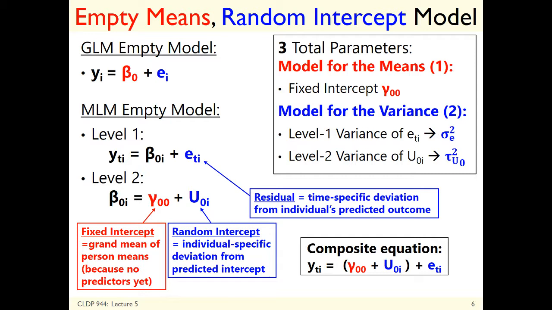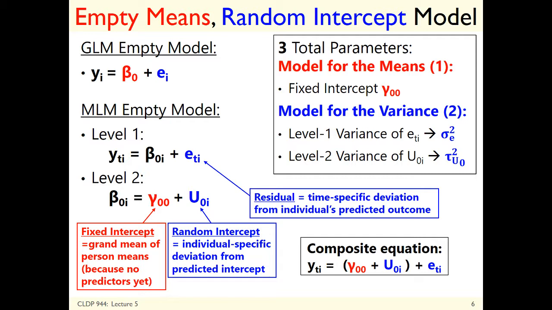So each person gets their own mean by starting with the part that everybody gets, the fixed intercept in red, adding to it the deviation. So if I'm above everybody, my deviation U is positive. If I'm below everyone else, it's negative. Those two get added together, substitute back in for beta, come back down to level 1, and then we pick up the E, which is per time per individual.